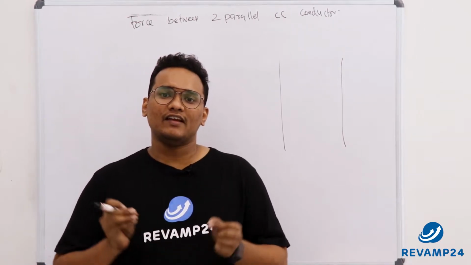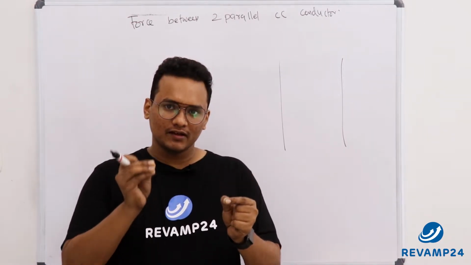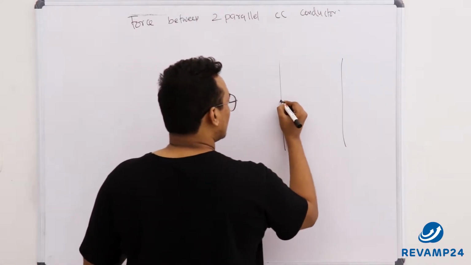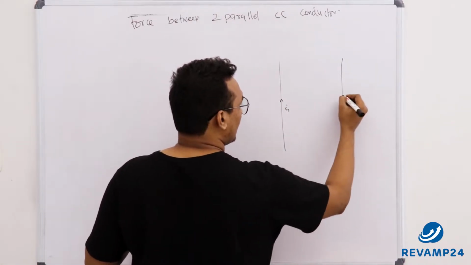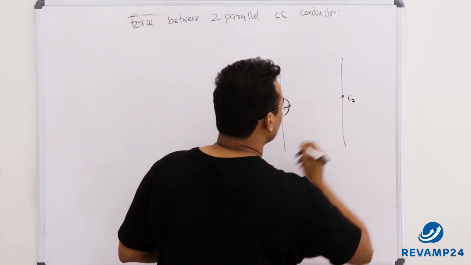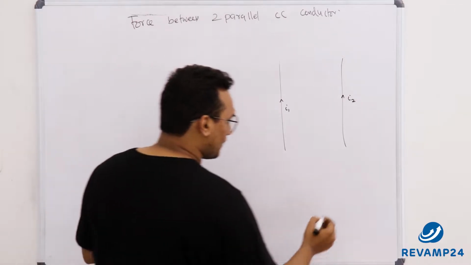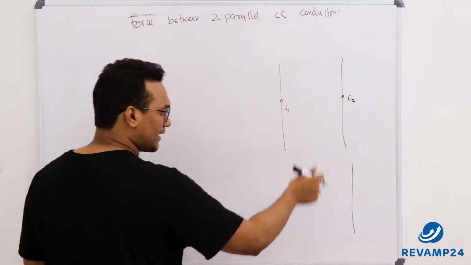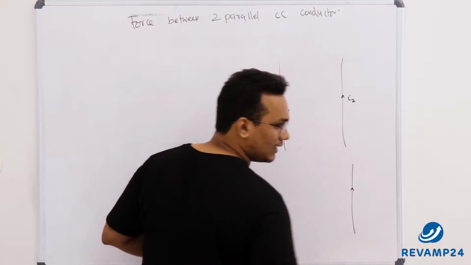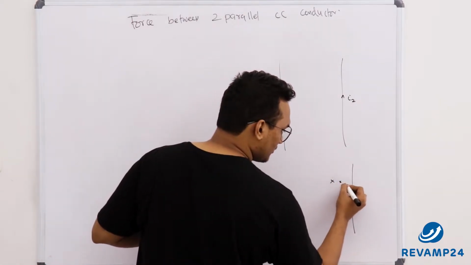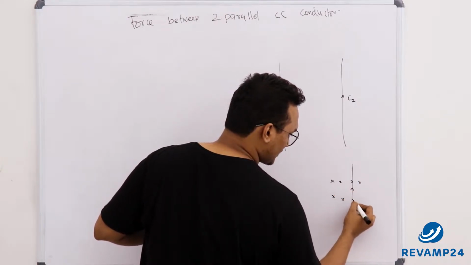In this video, I will explain the force between two current carrying conductors. Let's say a current I1 is passing through this conductor and a current I2 is passing through this conductor. Now, we have learned in the previous lectures that when a current carrying conductor of length L is kept in a magnetic field B, say for example.